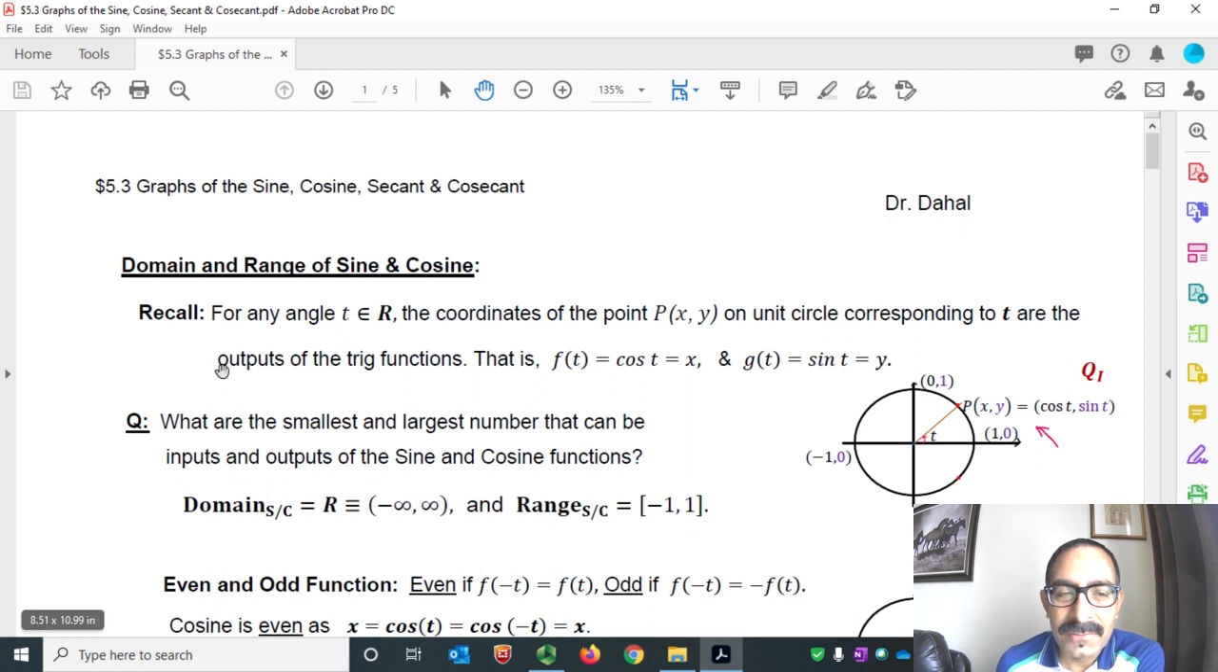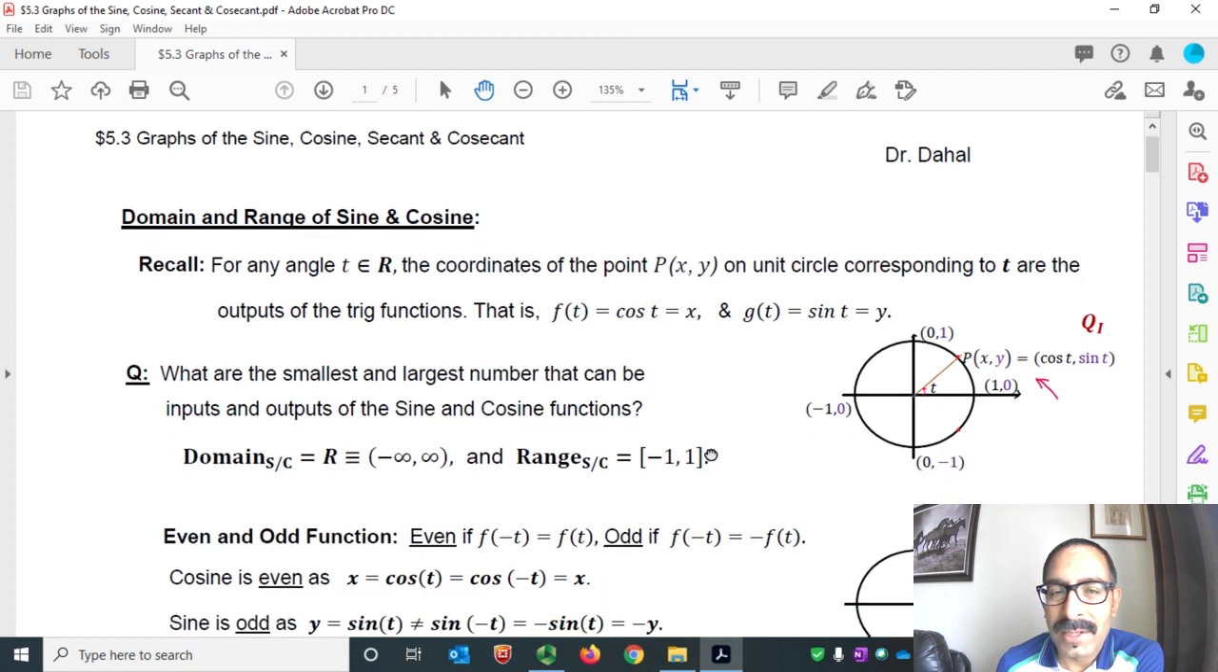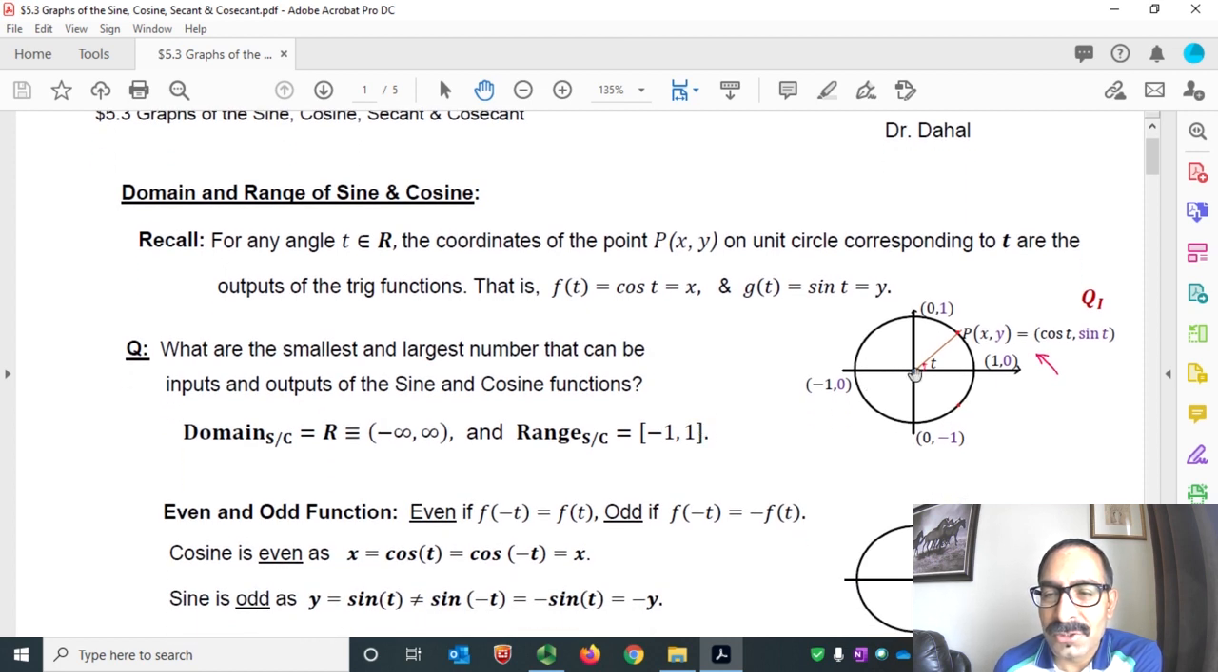Quick recall, for any real number t, the coordinates of the point P (x, y) on the unit circle corresponding to the angle t are the outputs of the trigonometric functions, that is cosine t equals x and sine t equals y. So in the diagram here, this is the unit circle and the point P corresponding to the angle t, the angle at the center, which we also call a central angle, then x equals cosine t and y equals sine t.